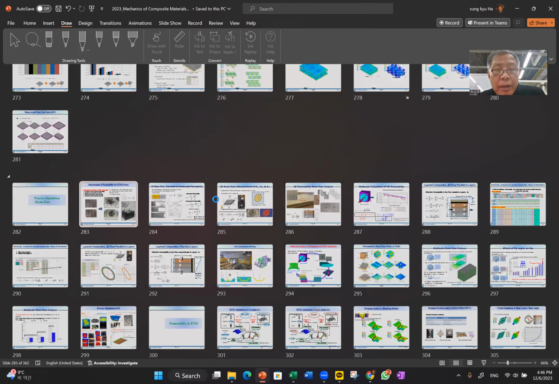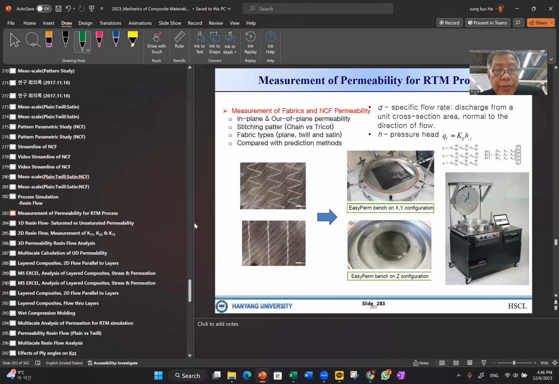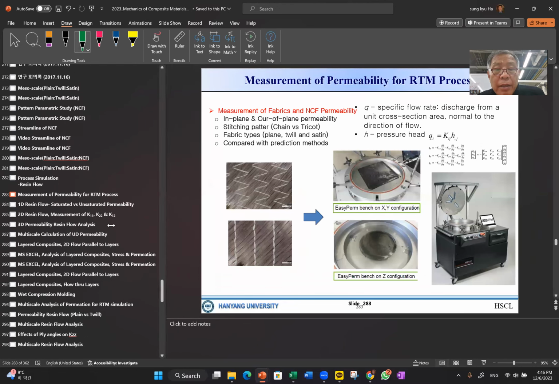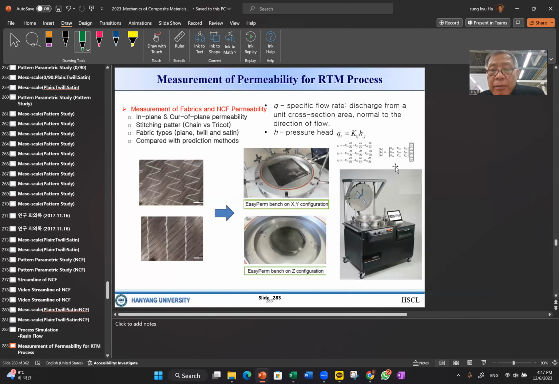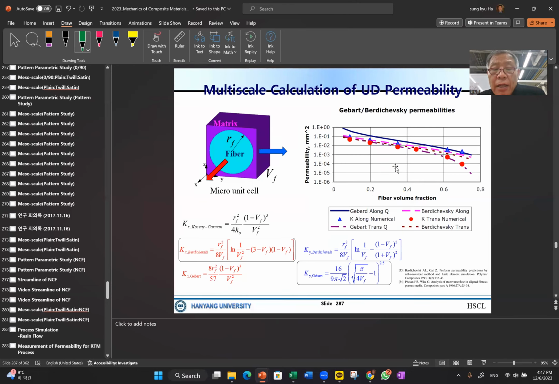Now, this permeability is the same thing for RTM or just infusion. They are physically pretty much the same. The only difference between RTM and infusion is the mold, closed mold or open mold. That's basically the difference.